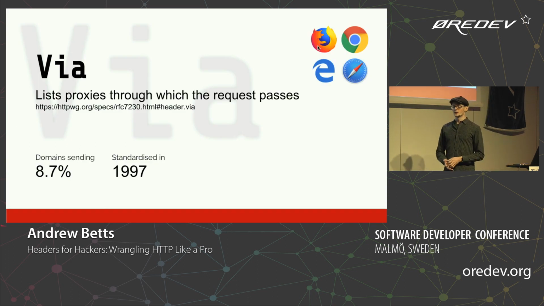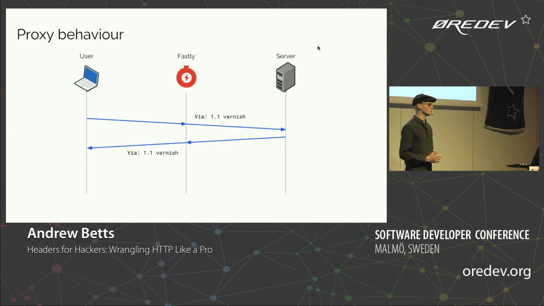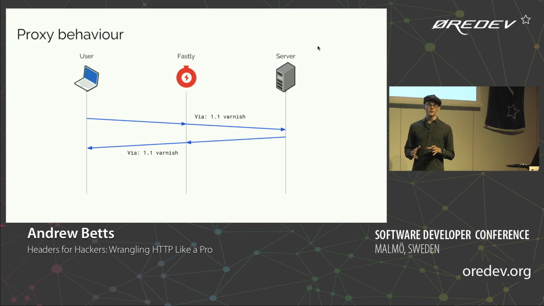And finally, let's mention Via. Now, Via is uniquely amongst the headers I've talked about so far both a request and a response header. And it is added by intermediaries through which your request or response passes. So imagine you have Fastly or some other CDN, or you have your own caching layer in front of your microservices architecture at the back end, or maybe your end user is in a university or an institution that's funneling all its outbound web traffic through a proxy. All of these situations will result in a Via header being added to the request.